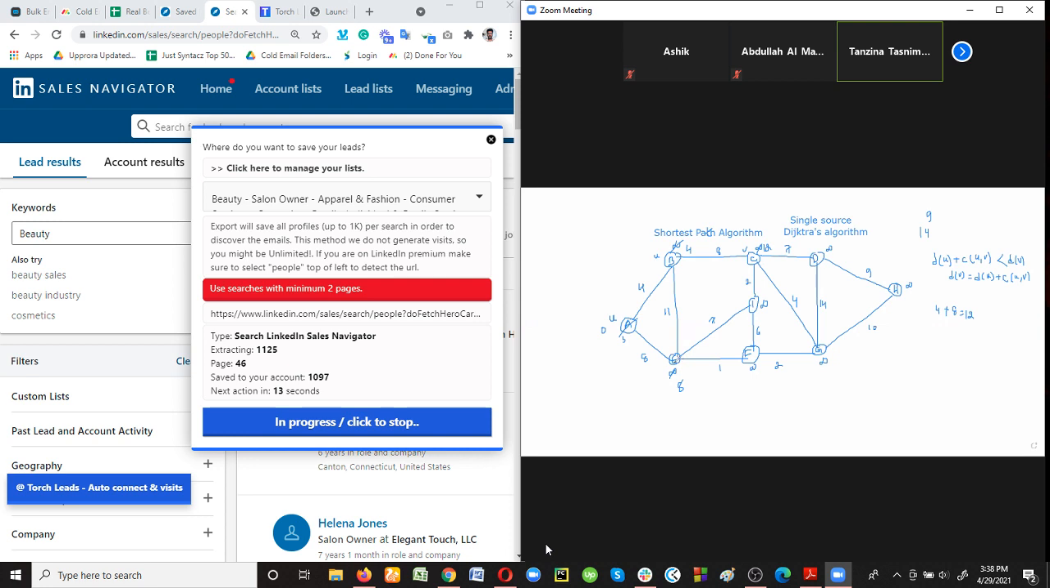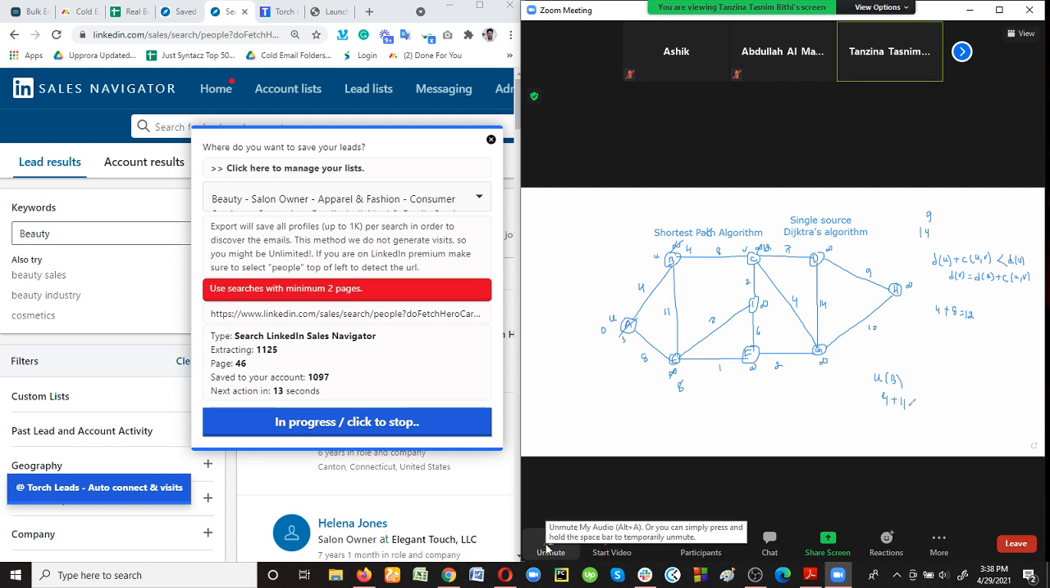Another unvisited vertex of B is E. What is the distance of B? 4. And the cost between B and E is 11. So 4 plus 11 equals 15. Now U is B, and V is E, right? How can you apply the rule here? D of U, that is D of B, equals 4. The cost between U and V is 11. So now 4 plus 11 equals 15.